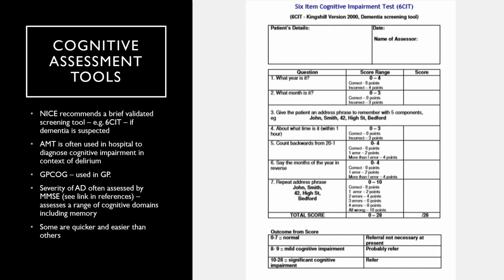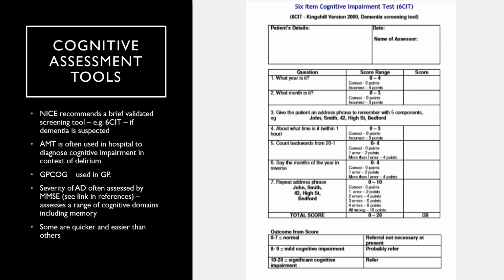Another one to be aware of that's often used in hospital, but is more to diagnose cognitive impairment in the context of delirium rather than dementia, is the AMT. The GPCOG is often used in GP, and that's another one which screens you for a cognitive impairment, and then you might consider getting a collateral history to add to that.